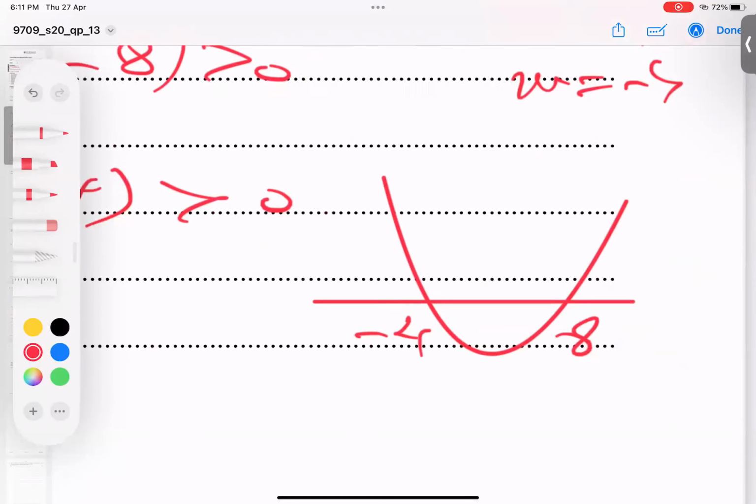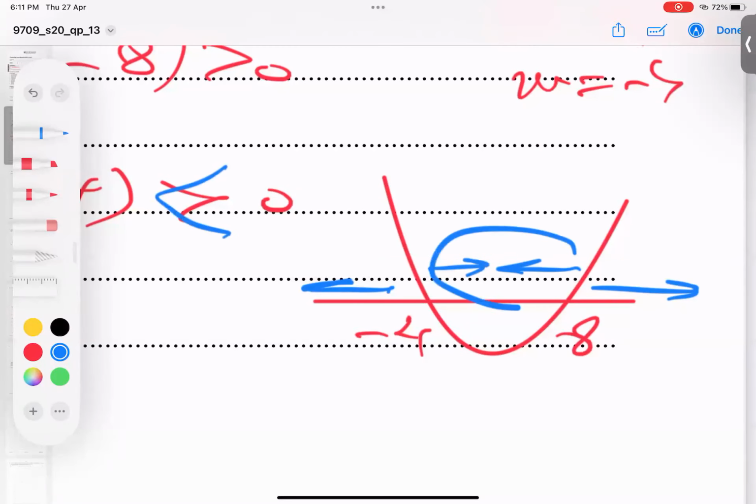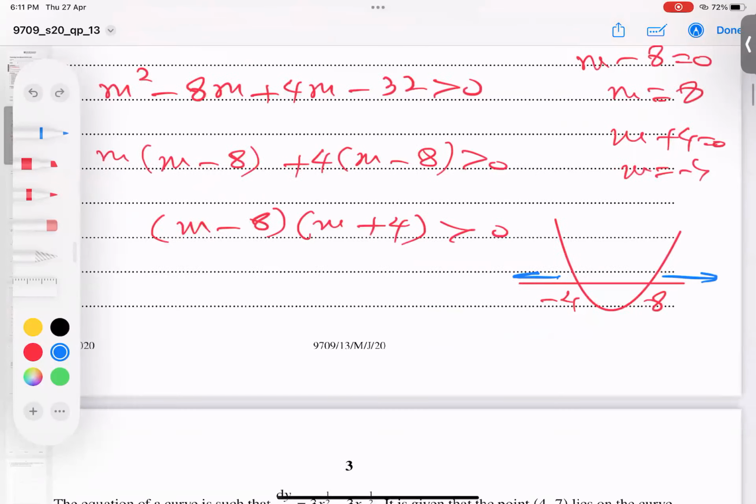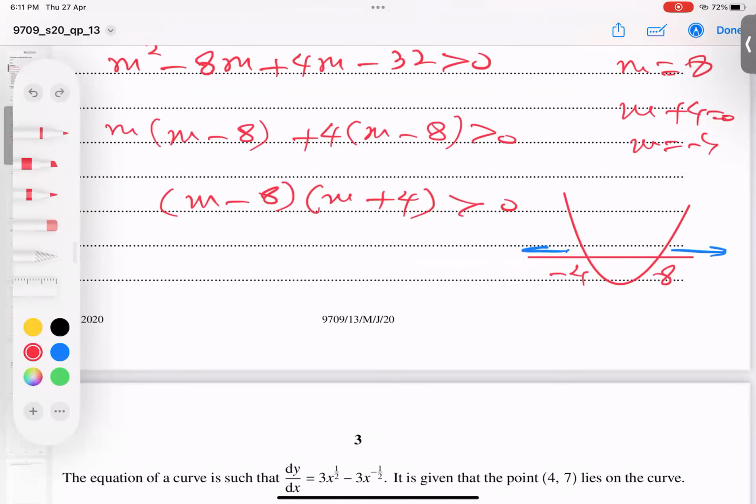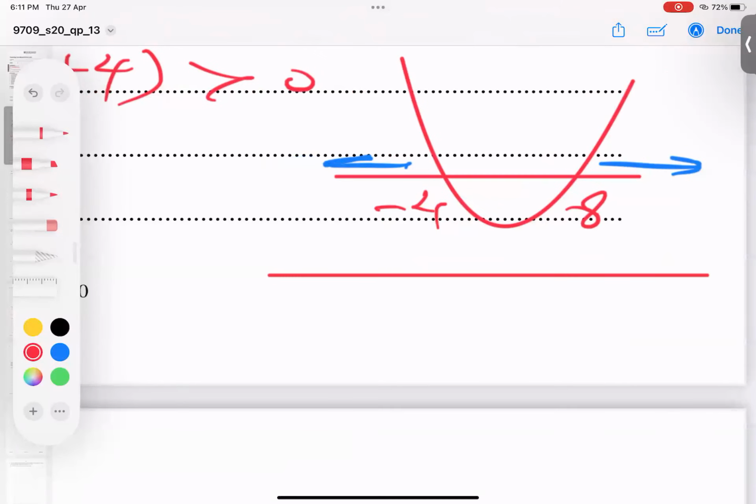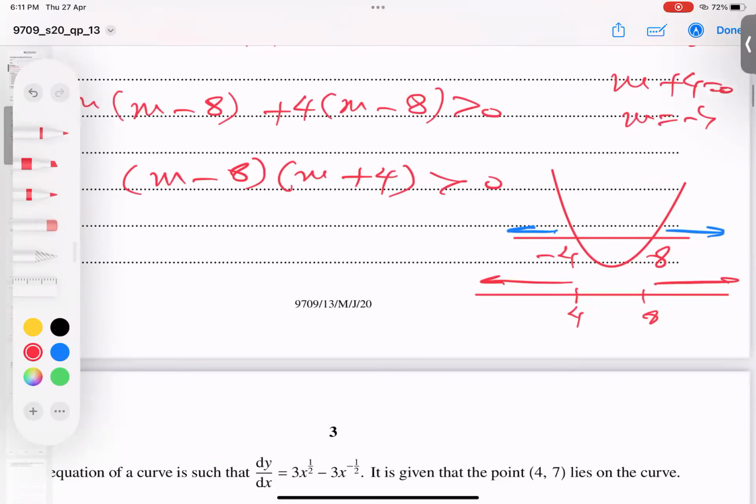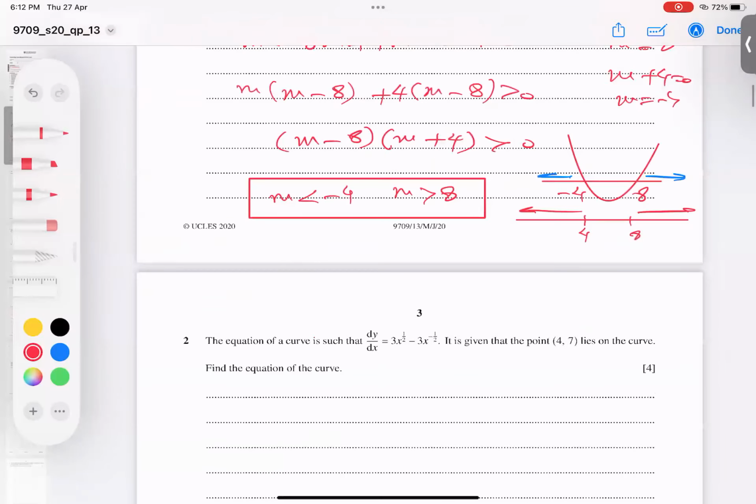For your knowledge, if it is called bigger, I will make the arrows outside. But if it's less than, then I will make the arrows inside. So inside or outside, 2 situations we have. I think the idea is very clear. How to finalize it and how to read this: some students get issues here. From 4 go backward, this is called lesser, and from 8 onward it is called more than. So I can see here the m value is more than 8 and the m value is less than negative 4. This is my answer, and I believe the idea is very clear.